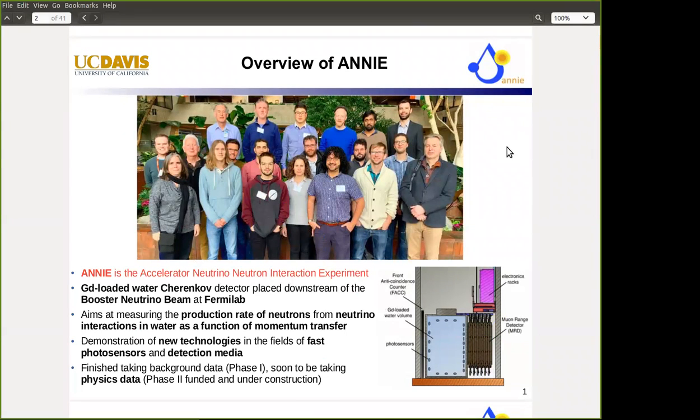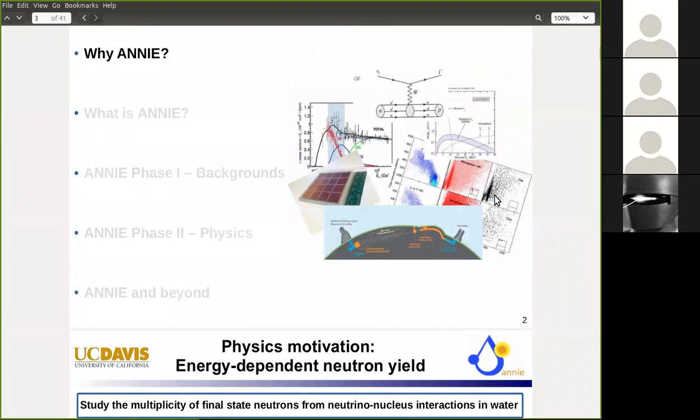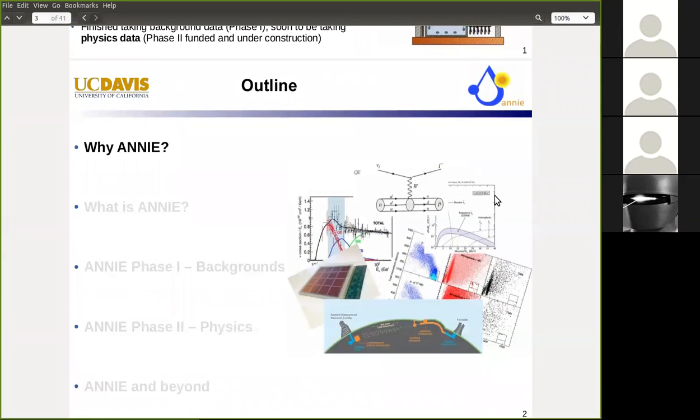The primary goal of ANNIE is to measure the production rate of neutrons from neutrino interactions in water as a function of muon kinematics. It's also a demonstration of new technologies in the field of fast photosensors and detection media. So ANNIE finished taking background data, what we call phase 1, and is soon to be taking physics data, what we call phase 2, that is now funded and under construction at Fermilab. So first of all, I'm going to explain a little about the motivations behind ANNIE.